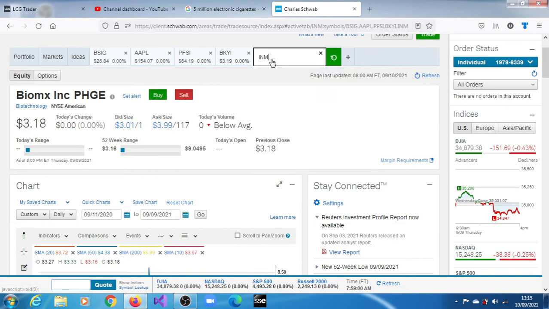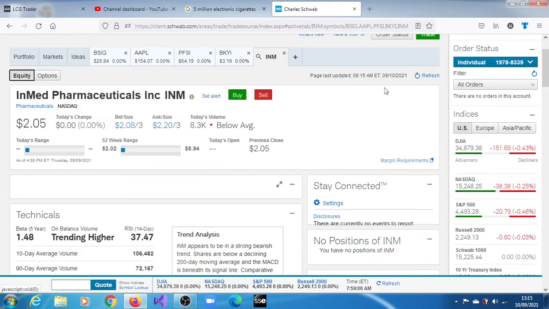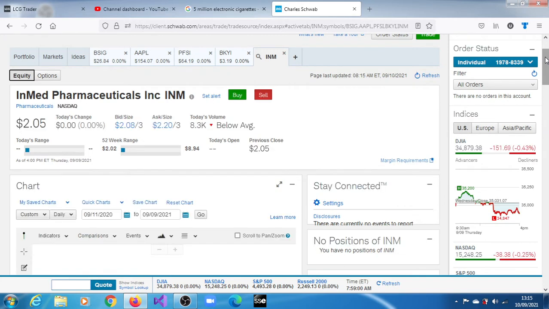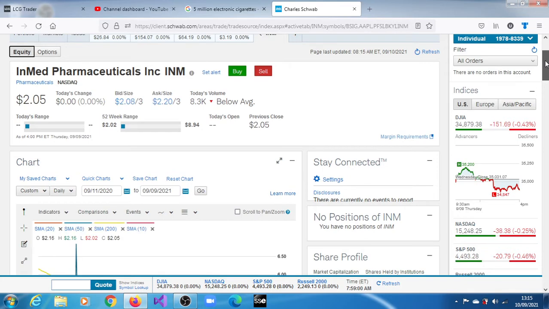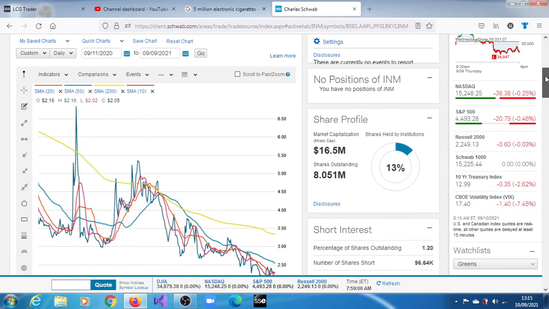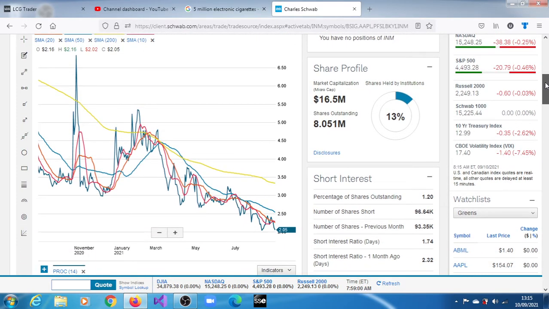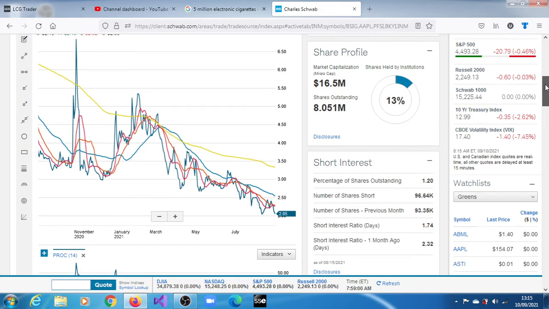So the next one is INM, Inmed Pharmaceuticals. It closed that session, the 9th of September 2021, at $2.05. In the pre-market session of the 10th of September, 8,300 shares have crossed the tape, so it's not that relevant in what we're talking about here. You can see the underlying trend is a very bearish one, and the shares outstanding is 8.051 million. The float is likely to be smaller than that.